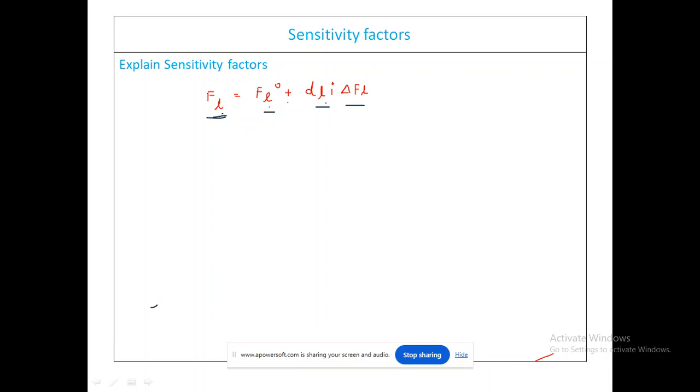Now how do you calculate the change? It is by multiplying this sensitivity factor into the change in this. Sorry, here it is FI naught. Okay, please change this to FI naught. So this equation we can use to calculate the change in the line flow.